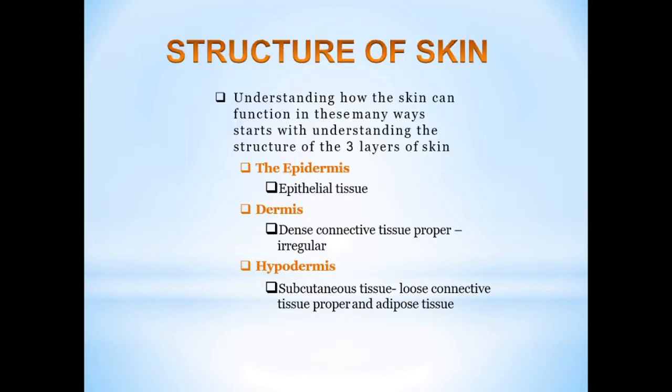Now we will see the structure of skin. Understanding how the skin can function in these many ways starts with understanding the structure of the three layers of the skin. First layer is the epidermis, which is made up of epithelial tissue. The second layer is dermis. It is made up of dense connective tissue, proper and irregular. Third layer is hypodermis, and it is made up of subcutaneous tissue, loose connective tissue, proper and adipose tissue.